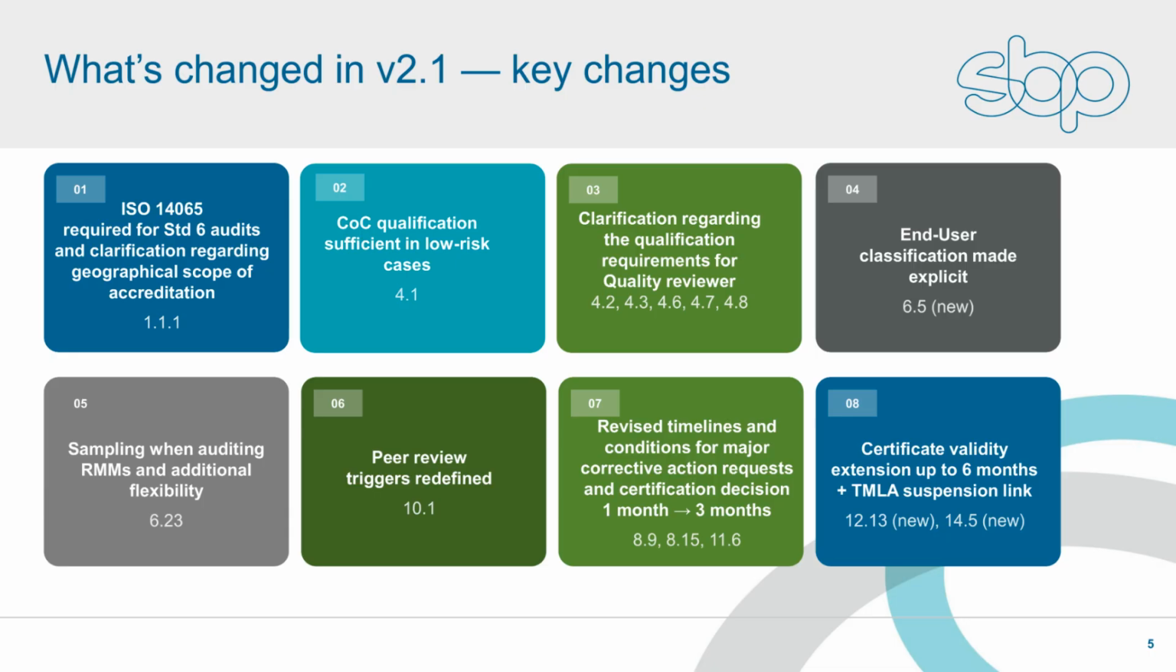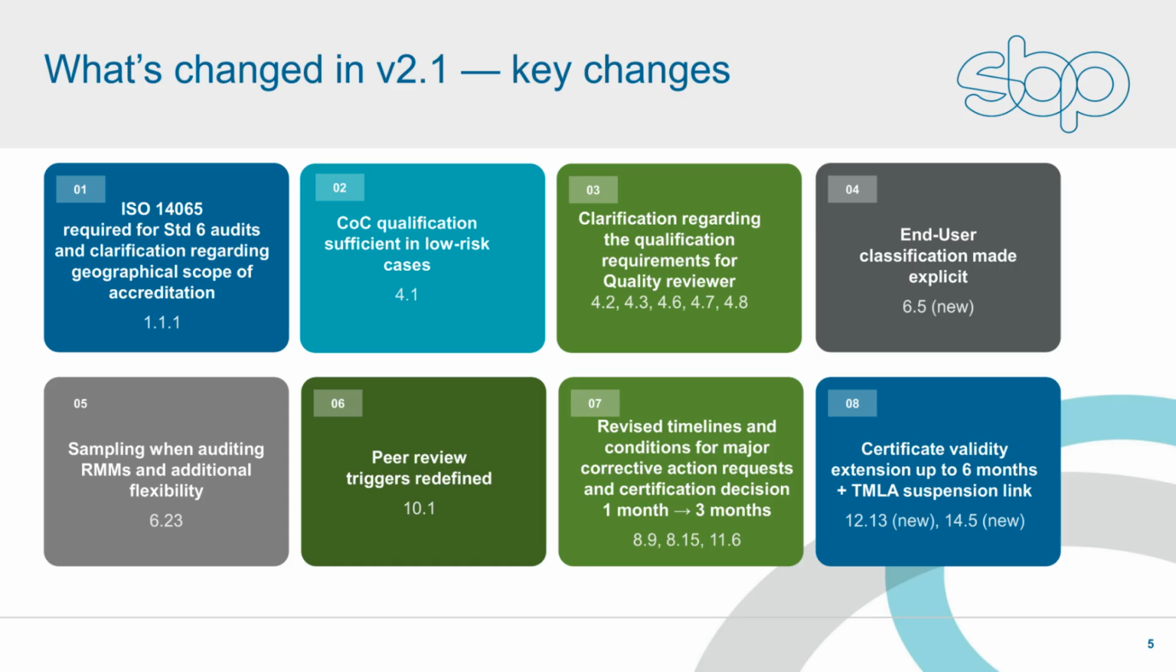Version 2.1 is not a rewrite of Standard 3. It is a targeted refinement, which changes grouping into 8 themes. First, ISO 14065 accreditation is now required if a certification body conducts Standard 6 audits and the geographical scope of accreditation has been clarified to be linked to chain of custody accreditations.